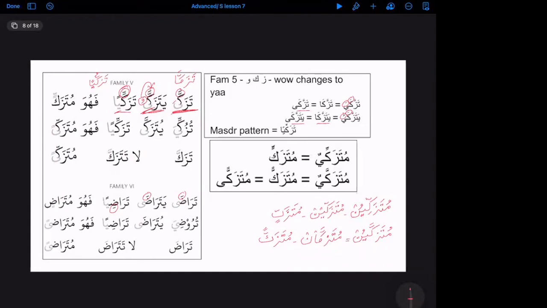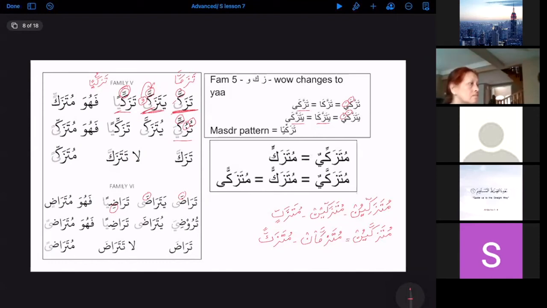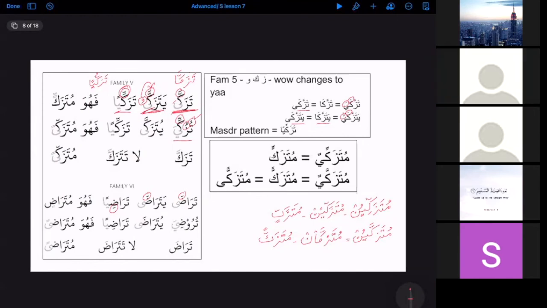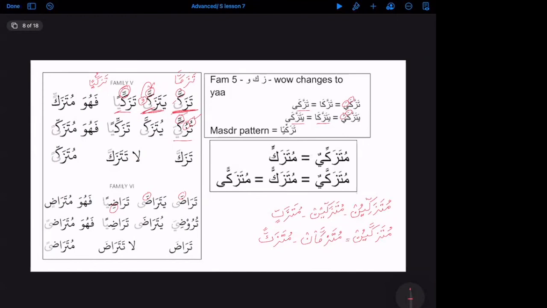No, majhul. What do we need to do? For madi, we need an oo sound in the beginning, and for the middle root we need an e sound. The rest will all be oo sounds. So for the passive, it will become tuzukkiya. Why tuzukkiya? Because this is how it is in family 5. When we are making it passive, you need to have oo in the beginning, and the middle root is going to have an e sound. For the rest of the letters, if it is sukoon, leave it with sukoon, and the rest will change into dhamma. That's why it becomes tuzukkiya.